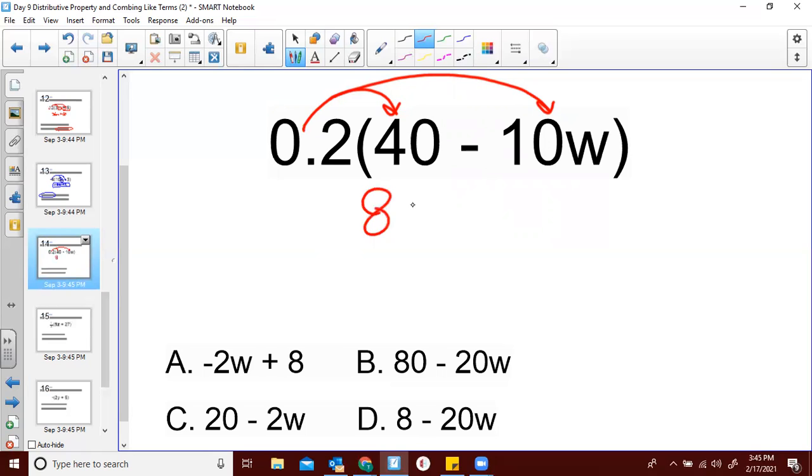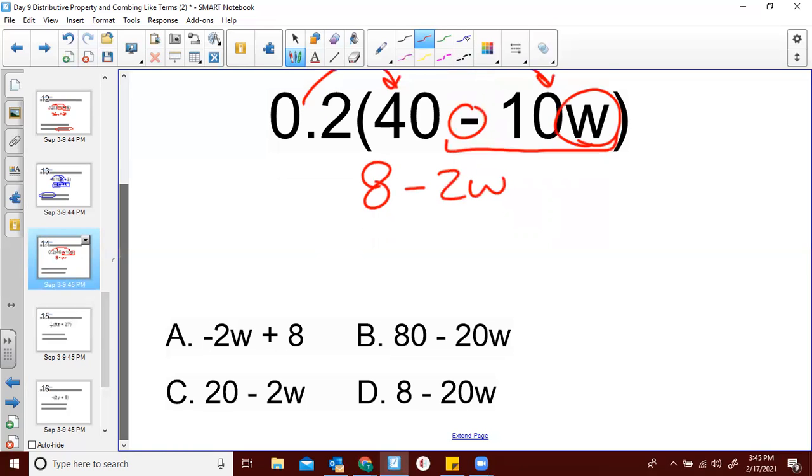All right, and 0.2 times a -10W is going to give you a -2W. Don't forget about that sign. Do not forget about the variable. All right, now what you see here is you're like, oh, none of my answers match up. Well, they do. So let's look for a -2 first. -2W, -20W, -20W. So B and D are out.